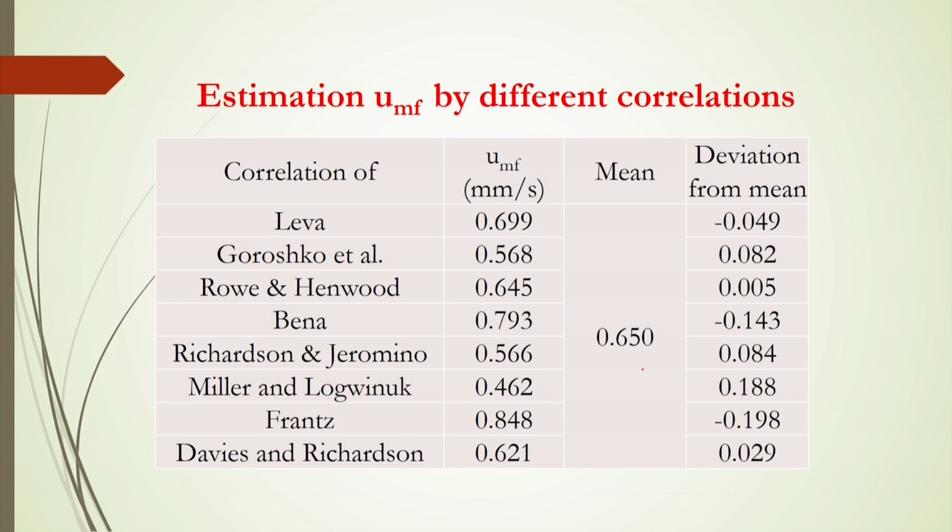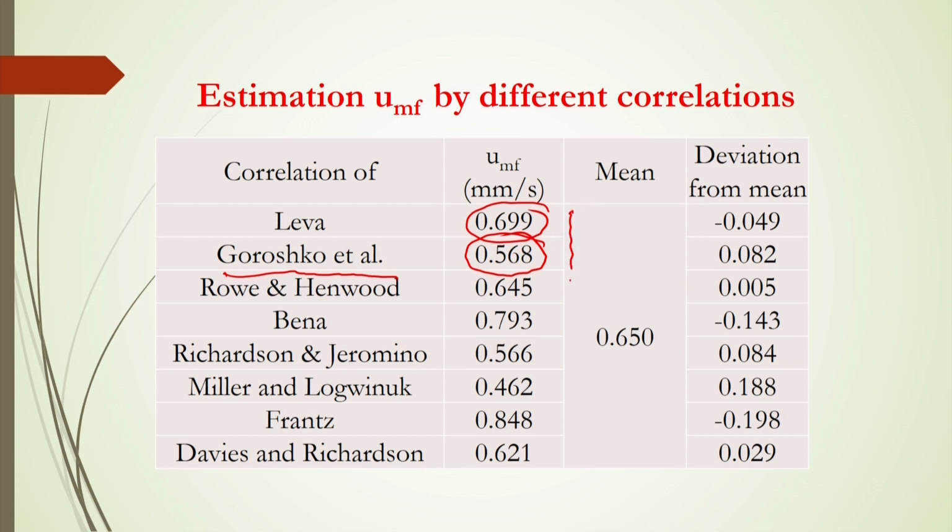Whereas, if we calculate the minimum fluidization velocity by different correlations, like the correlation of Leva, you can get the minimum fluidization velocity 0.699, whereas Goroshko et al. based on their correlation, you can get the minimum fluidization velocity like this.